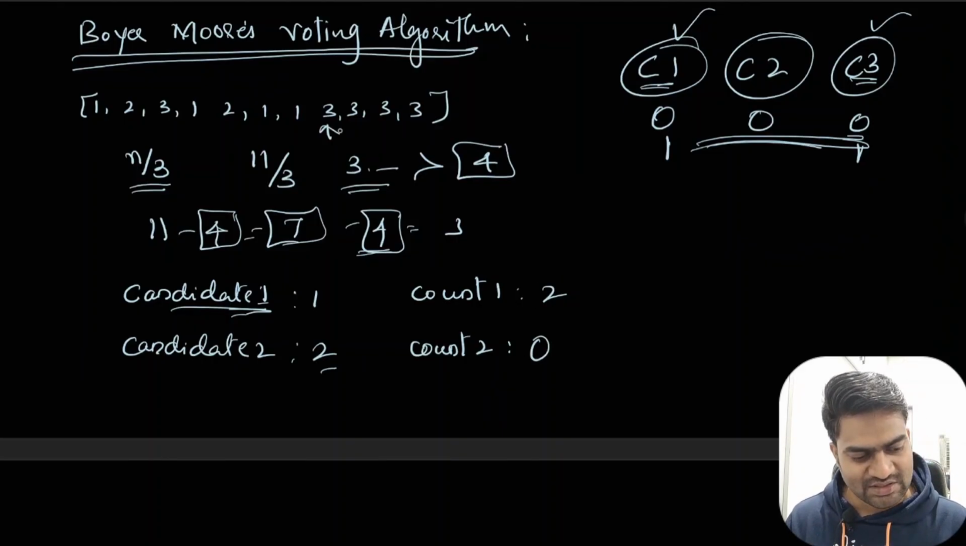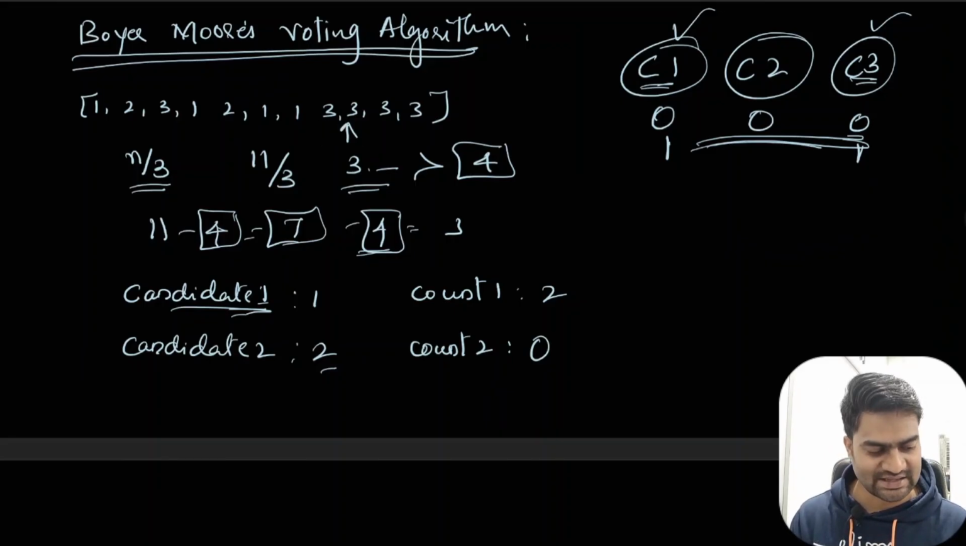Now after this, I will go to next number. I will go to next 3. Now if you see, he is not candidate 1 and he is not candidate 2 also. Now you check the count 1, it is 2. Now if you check count 2, it is 0. So it means now we are getting a new candidate who is leading. So candidate 2 will be this 3.